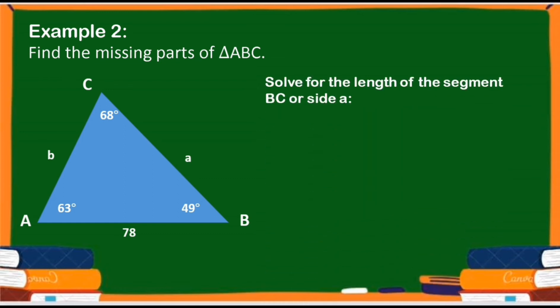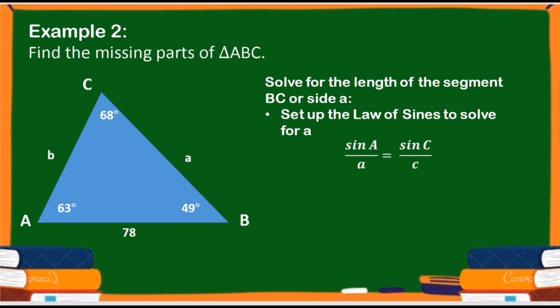Next, let us solve for the length of segment BC or side A. First, let us set up the law of sines to solve for A. So the formula we're going to use to solve for A is sine angle A over A is equal to sine angle C over C. Substitute the given values. So we have sine 63 degrees over A is equal to sine 68 degrees over 78.